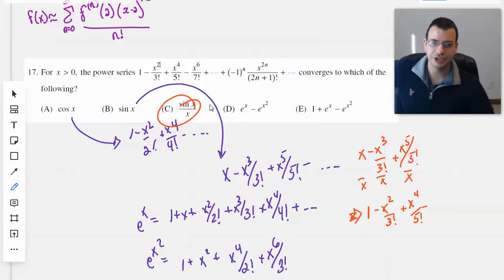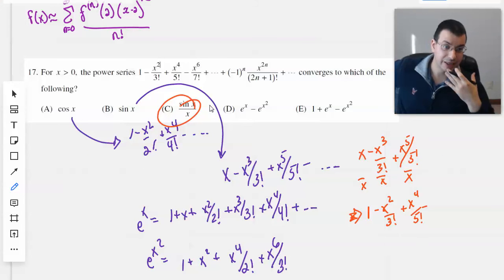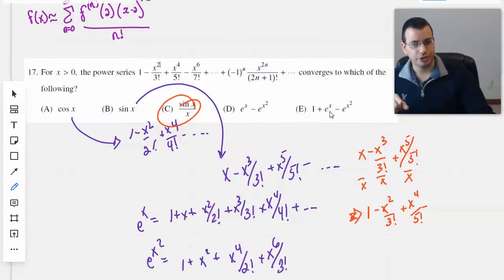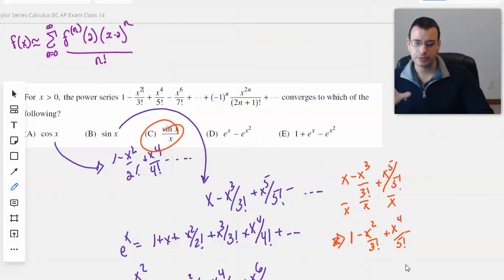So the tough part about this problem is, and I'm just going to ignore the e's because that's going to be a lot of work to figure out what those actually mean. We could totally do it. We just replace the x with x squareds here.